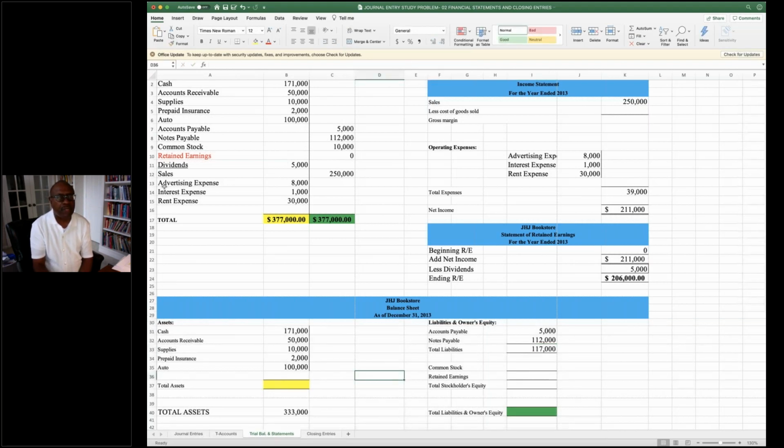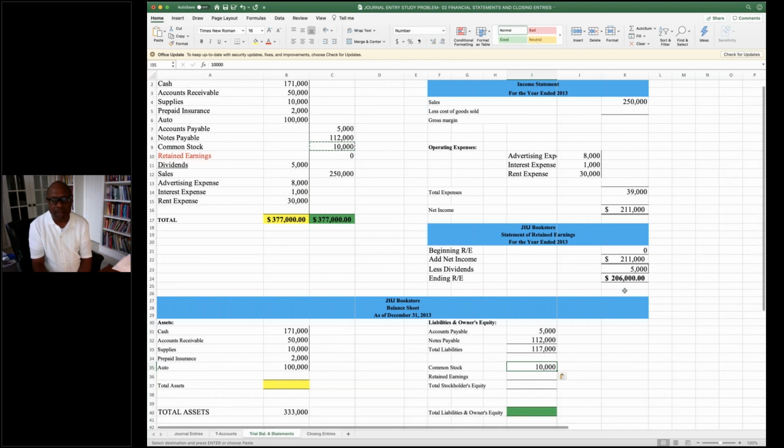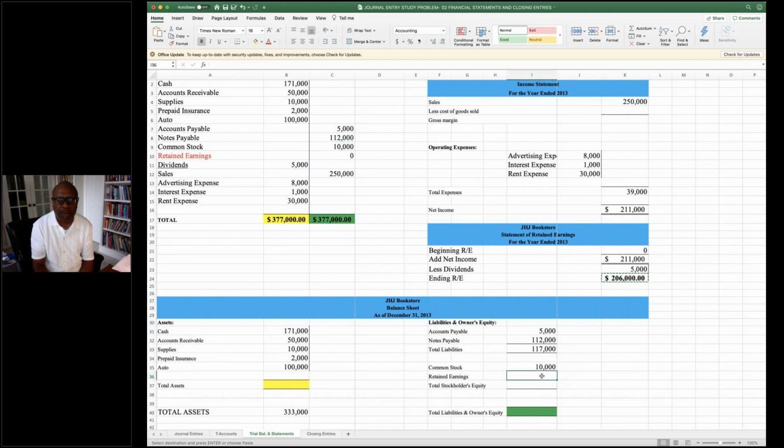Okay. I'm going here and get my common stock. It's 10,000. I'm going to go up here to my ending retained earnings. Remember, I had 0 in here, but after the year, after I do all these transactions, I now have 206. So I'm going to copy my ending, not my beginning, but my ending retained earnings from the statement of retained earnings, and I'm going to put that here. I'm going to paste it.